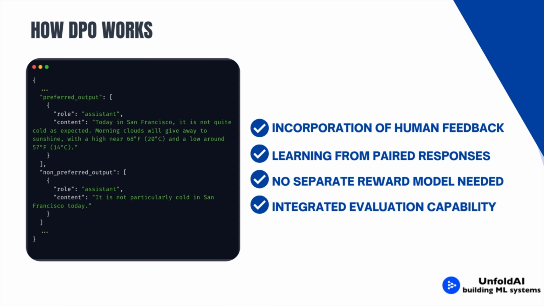So let's look at how DPO works in practice. This code snippet here on the presentation shows the core of DPO. It is paired responses where humans have indicated which output they really prefer. The key parts are we show the model preferred and non-preferred responses. The model learns directly from this comparison, and there is no separate reward model needed here. The evaluation is built into the process itself.